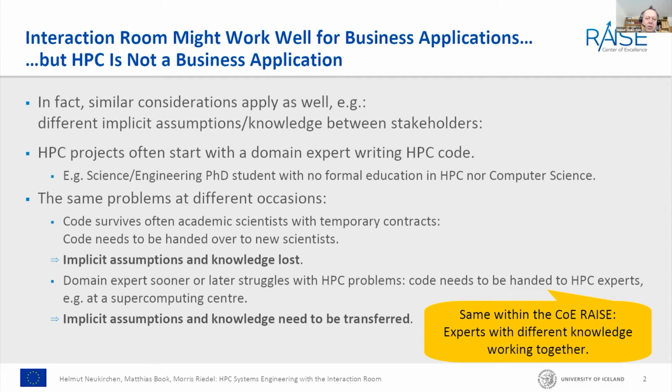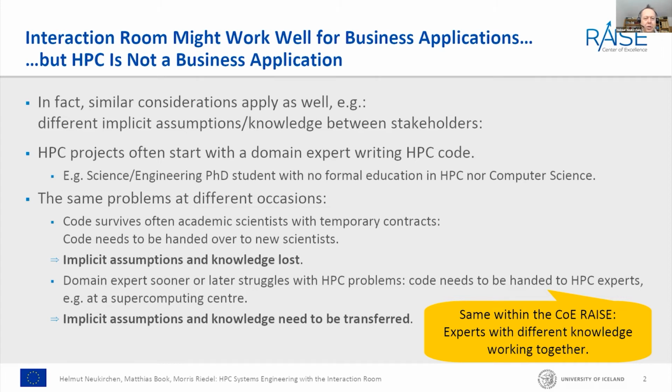That could be a PhD student, and being a PhD student in physics means you maybe did a little bit of programming education, but not deep education in HPC or software engineering, or maybe AI or machine learning in general. And then, more or less the same problems occur: as soon as you are not alone anymore, but work together with someone else, essentially the same problem occurs on different occasions.